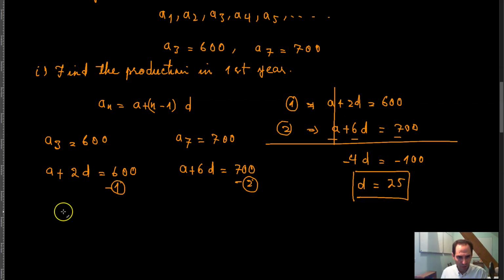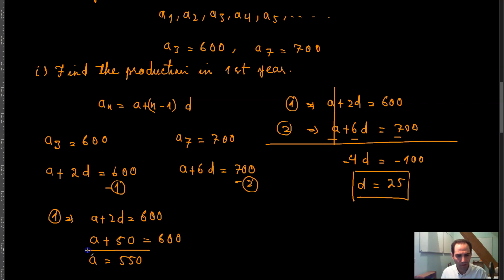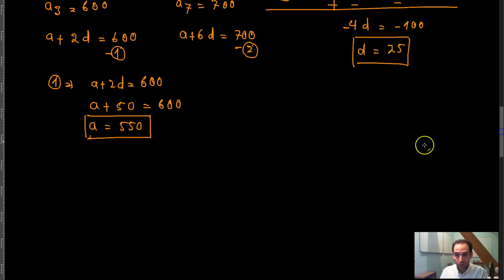And then you can use any of these equations, for example, A plus 2D is equal to 600. Substitute D here, A plus 2 times 25, which is 50, is equal to 600. Which means that A is equal to 600 minus 50, which is 550. So your A is equal to 550, your D is equal to 25.